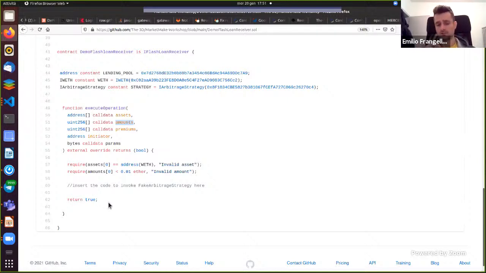Remember that you have these 4 steps: unwrap the WETH, call the fake arbitrage strategy, passing the unwrapped ETH and receiving back the amount that you sent plus the premium. Wrap back again to be able to send back to the protocol, and approve the protocol to be able to take the funds from this contract, so you will be able to repay the flash loan. These are the 4 steps.